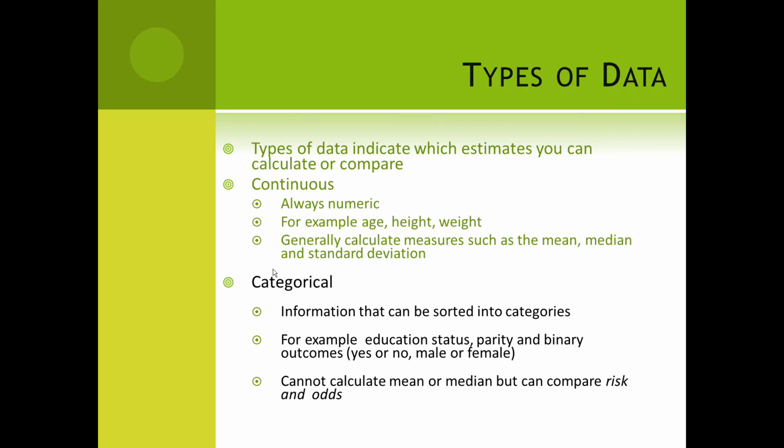Some examples might be education status, and the categories within that might be has completed primary level school, has completed high school, has completed tertiary education. Parity is another example. And within that, there are binary categories. So that's when there's only two options, a yes, no, or a male or female.